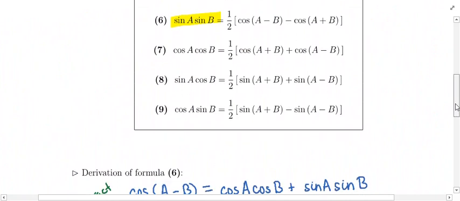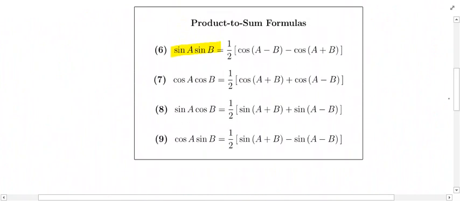So we were able to derive this particular product to sum formula using the sum and difference formulas. Like I said, equations 7, 8, and 9 can be derived in a similar way.